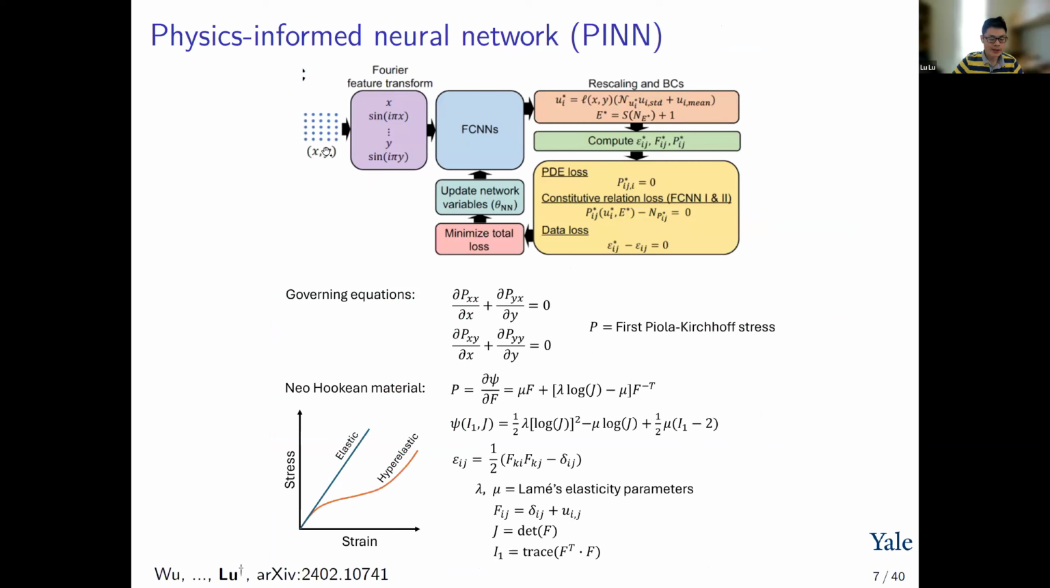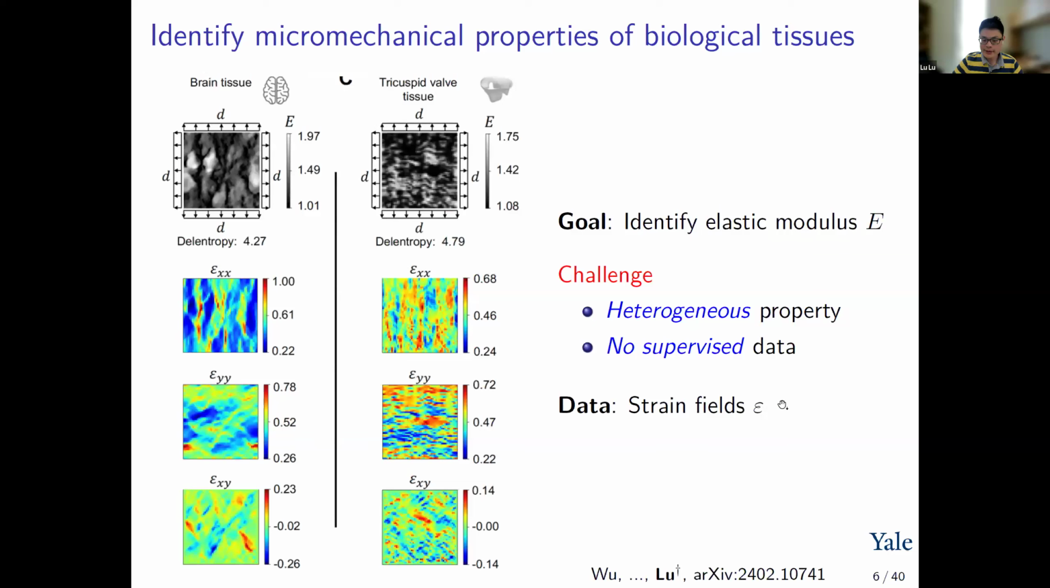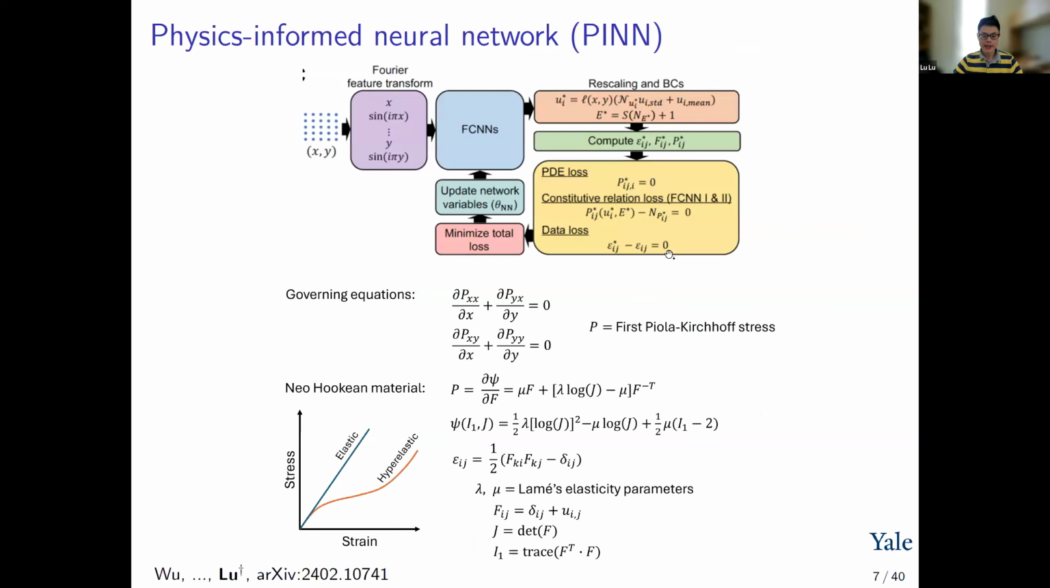Still, the network input is the coordinates x and y, and the output is many different outputs. So we have all the strain fields as our network output, and also we have the elastic modulus as our network outputs. So we have many different outputs, and then we have many different loss functions in terms of all these equations here, and we have one data measurement, which is the strain field. Then we train all the losses together, PDE loss, data loss, and also other constitutive relation loss. Then after the training, we have the prediction of the unknown elastic modulus field E.